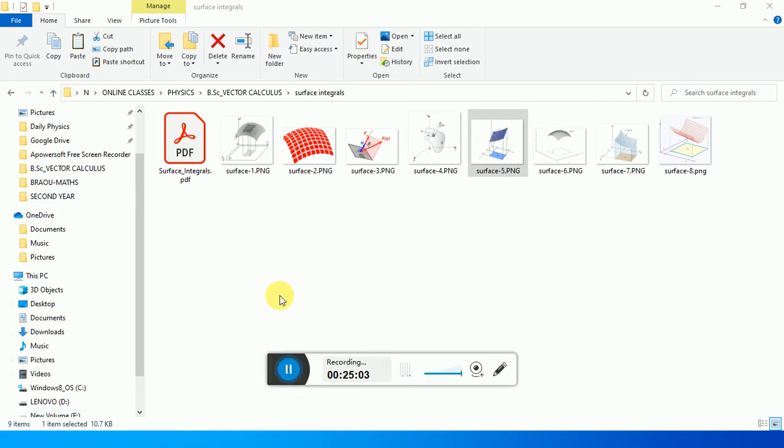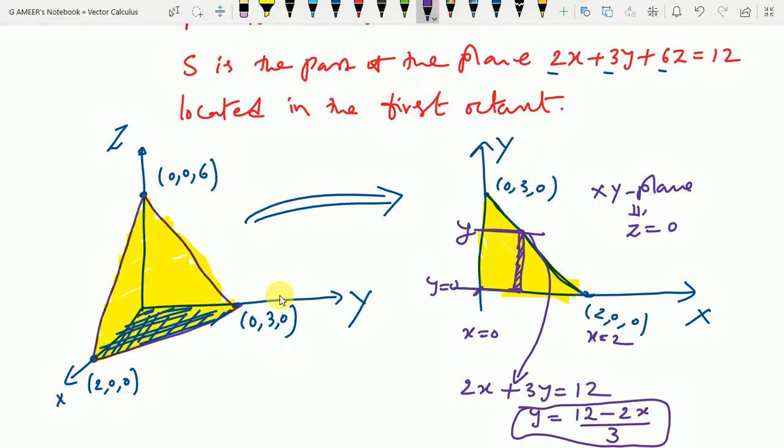Yes, students, here I made a small mistake. Let me correct that mistake. The equation we wrote here was wrong. The equation they have given, we need to write first by dividing with 12. Then it will become x by 6, y by 4, and z by 2 is equal to 1.